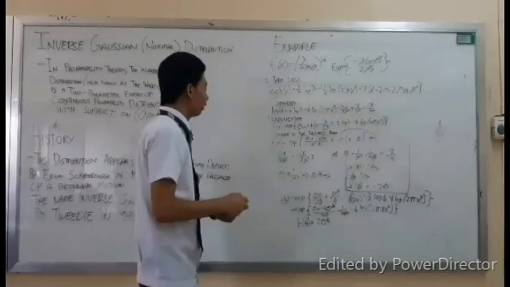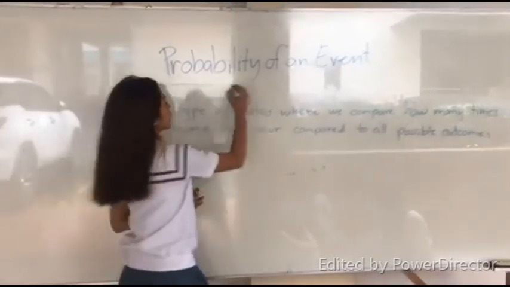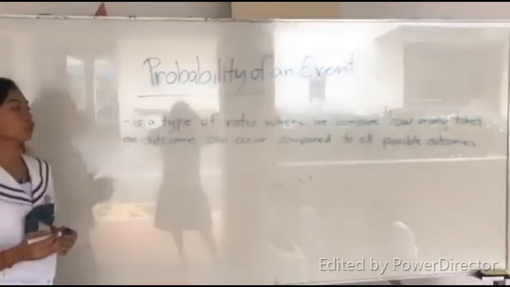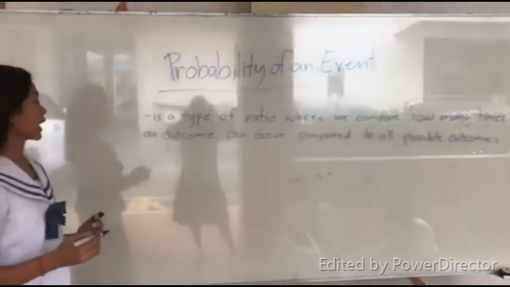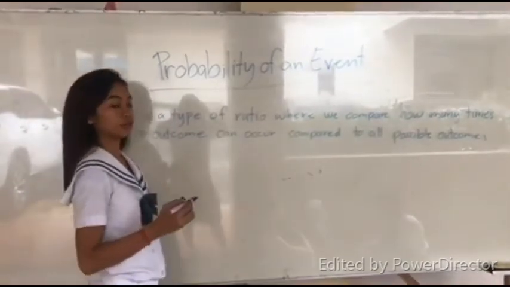Today, we will talk about the probability of an event. Probability is a type of ratio where we compare how many times an outcome can occur compared to the possible outcomes.